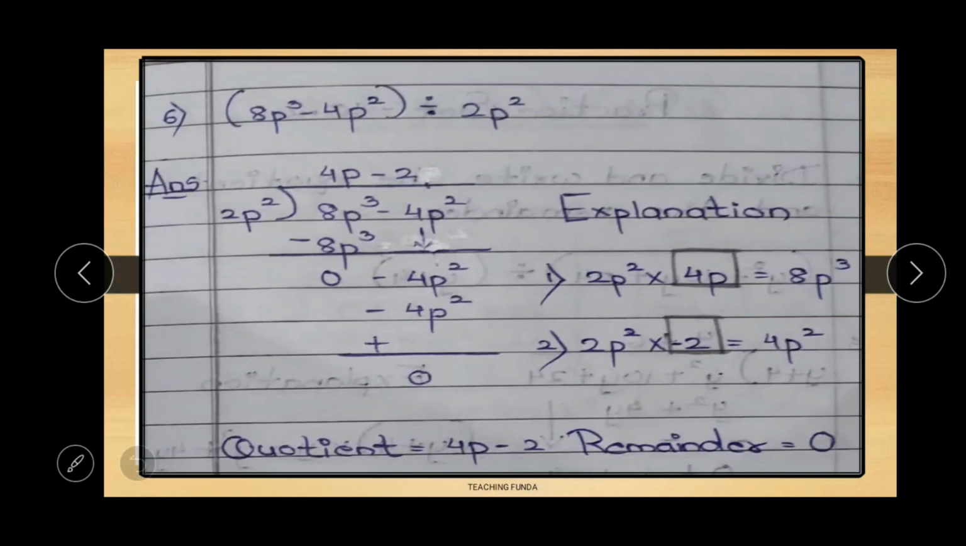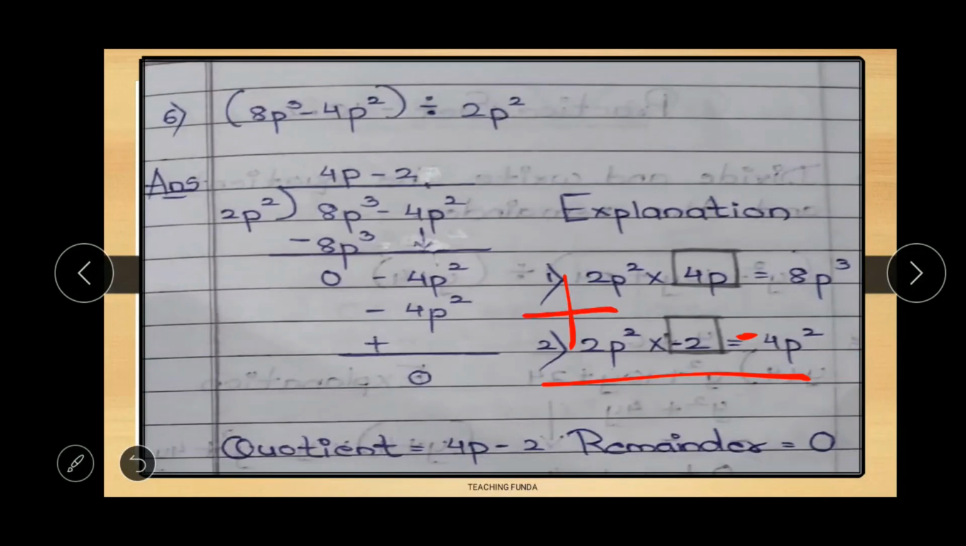So the quotient will be 4p and write over here minus 8p cube. So here 0 will come. Now take this minus 4p square as it is down. Now the second step, 2p square into what number will give you minus 4p square? Now 2 into what will give you 4? 2 into 2. So just simply write over here 2. Here the sign is of subtraction. We want subtraction over here. And here addition is given. See, here is addition, here is subtraction.